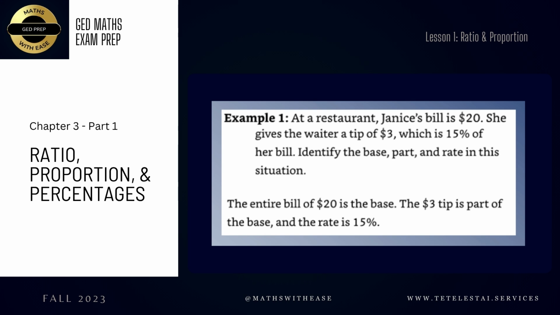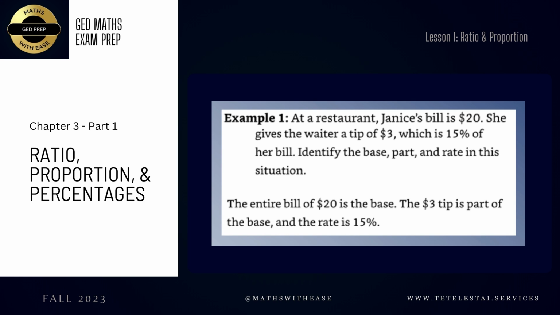Excuse me, we have 2 grayed out portions out of 3 parts that are grayed out. In this case, we're tipping $3 out of a $20 bill, right? So that $3 is part of that $20. That $3 is coming out of $20. Think of it that way.